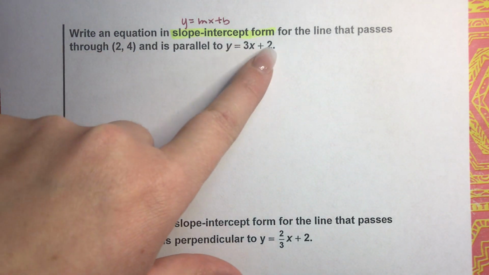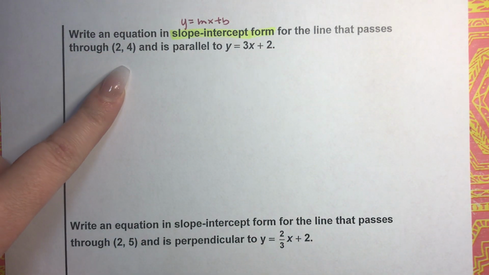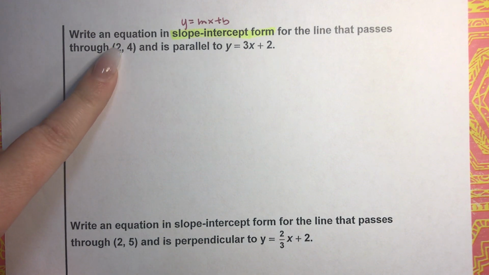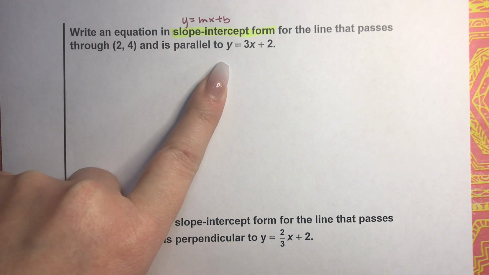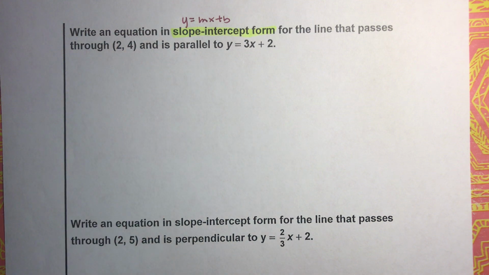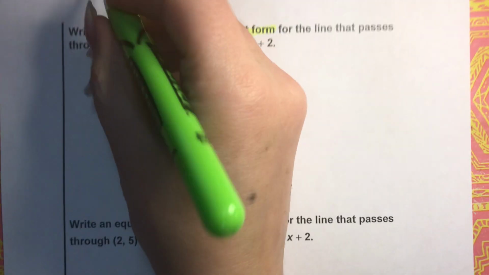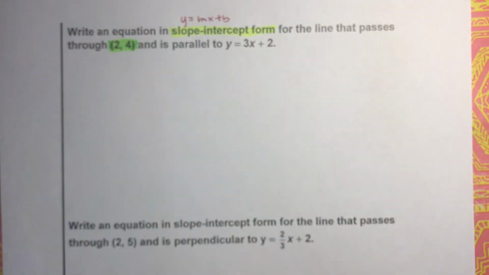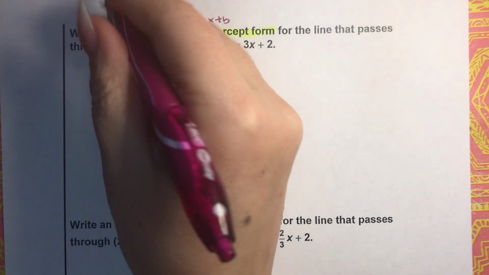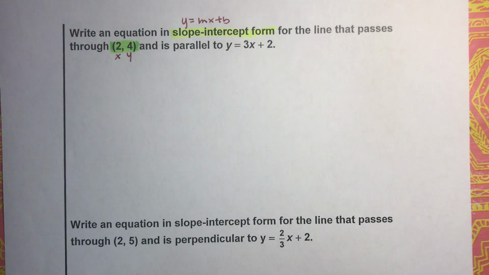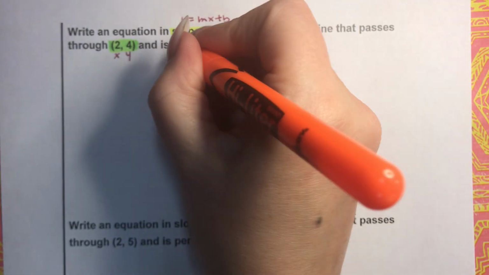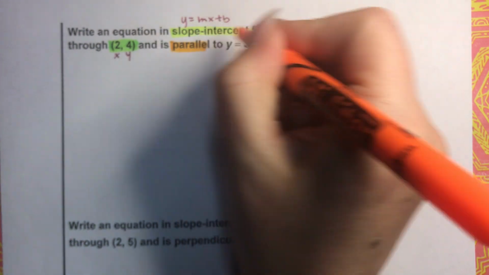Write an equation in slope-intercept form for the line that passes through a point, right? So it's giving us a point, x y, and is parallel to this line. So it's giving us two clues. The first clue is this point. And they're giving us that point because they're telling us an x and a y of our line. And then the next clue they're giving us is that it's parallel to this line.